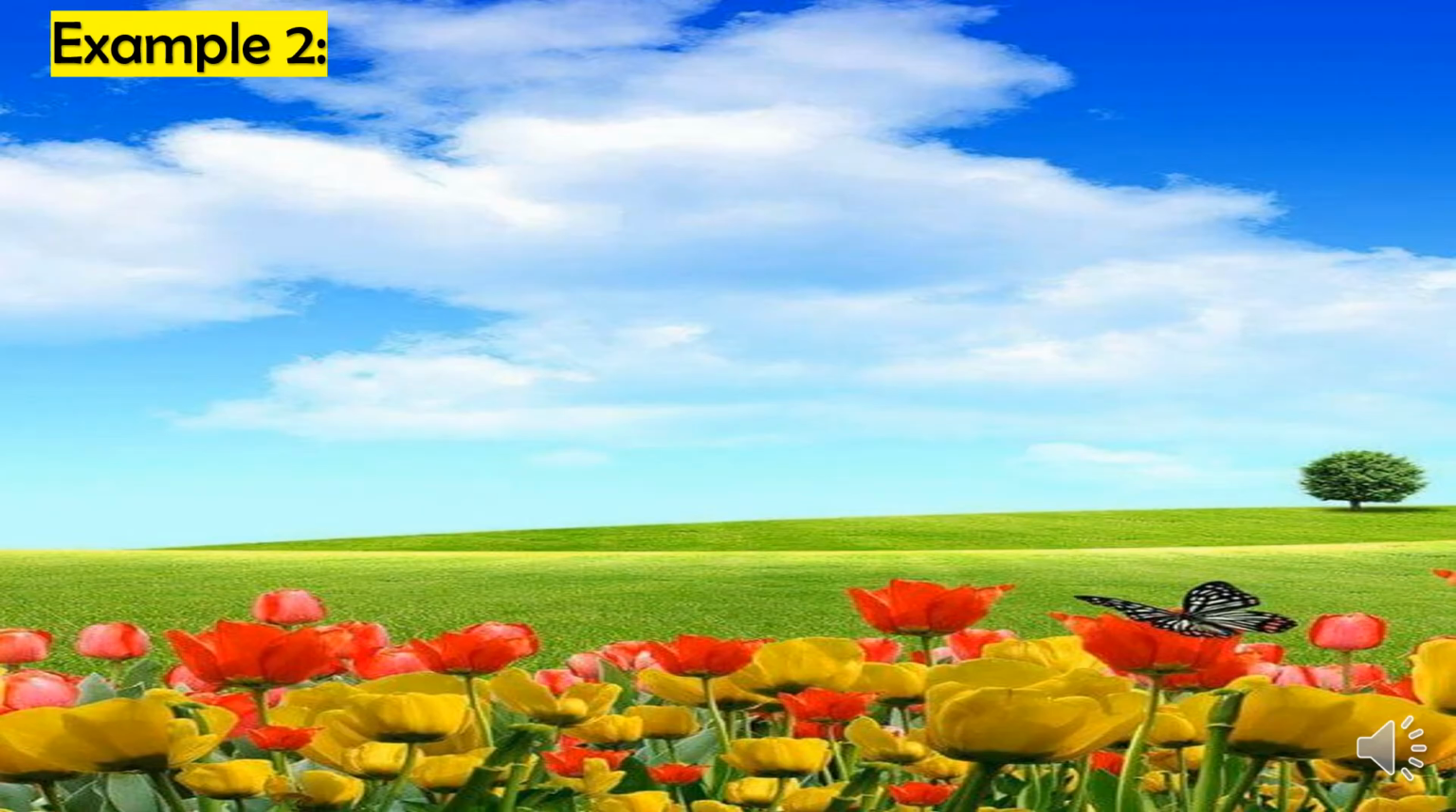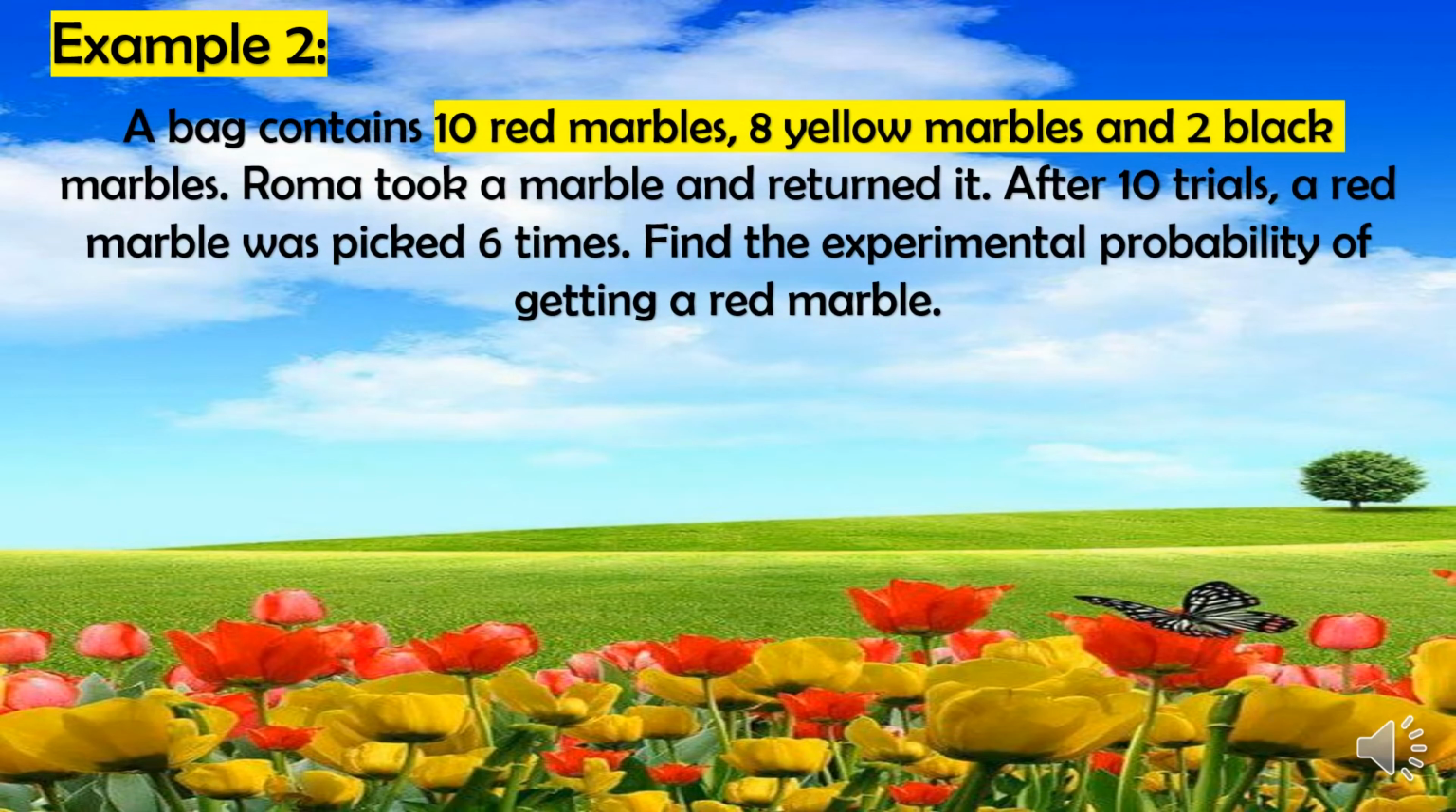For example number 2, a bag contains 10 red marbles, 8 yellow marbles, and 2 black marbles. Roma took a marble and returned it. After 10 trials, a red marble was picked 6 times. Find the experimental probability of getting a red marble.